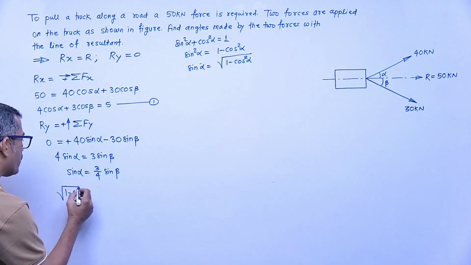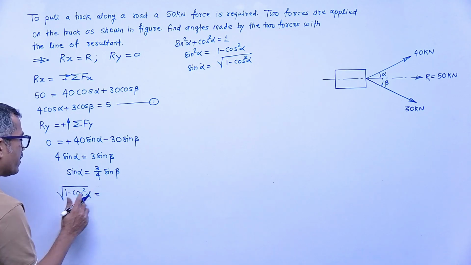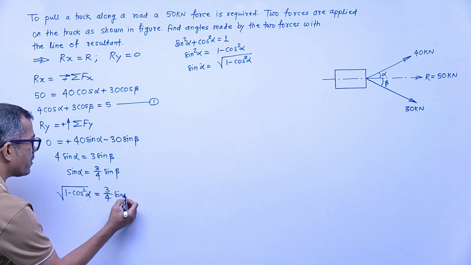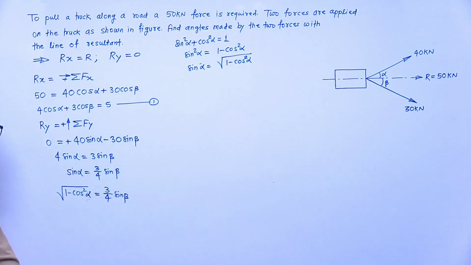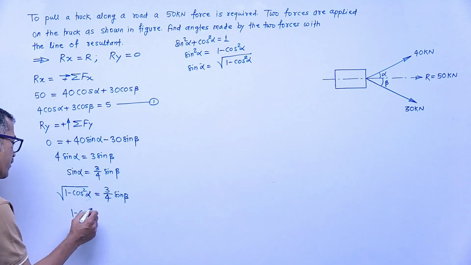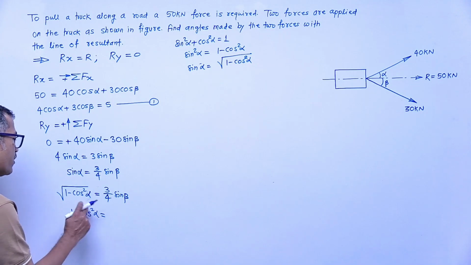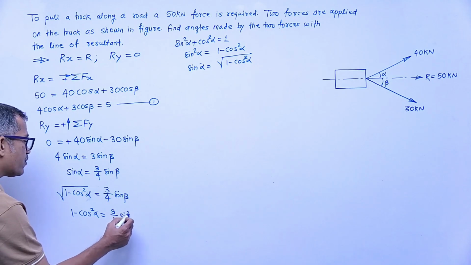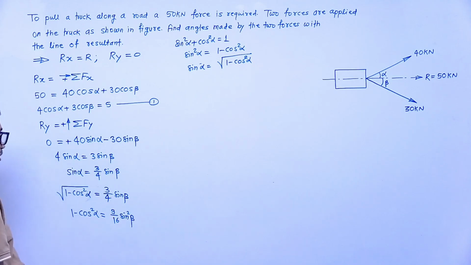1 minus cos square alpha is what? Is sin alpha, and is equal to what? 3 by 4 sin beta. Correct? So squaring both the sides, the root on this side goes away: 1 minus cos square alpha equals, here it gets squared, meaning what? 9 by 16 sin square beta. Correct?